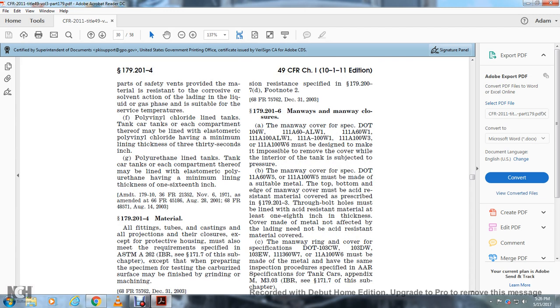179-201 maintenance and manways and manway closures. Manway cover for spec 104W and 111A60AL-W1, 111A60-W1, 111A100AL-W1, 111A100-W1, 111AW103 or 111AW136-W6 must be designed to protect and make it impossible to remove the cover while the interior of the tank is subject to pressure.